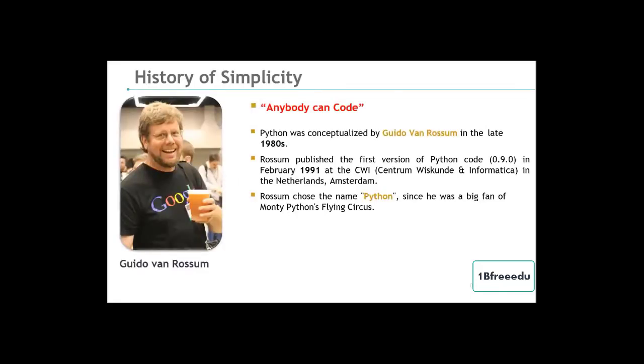Okay, a little bit about the history of simplicity. This is the person who conceptualized Python, Guido van Rossum, and his mantra was anybody can code, similar to anybody can dance. He wanted to make the language so easy that anybody should be able to code.